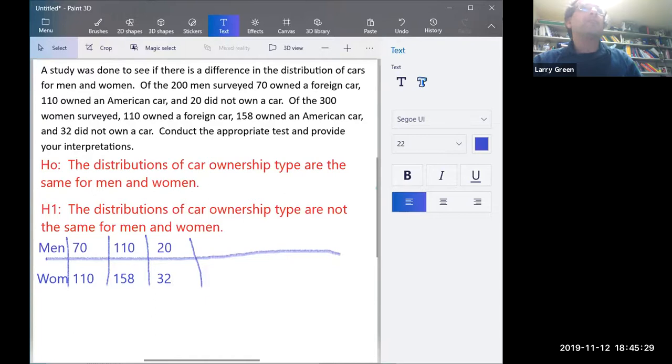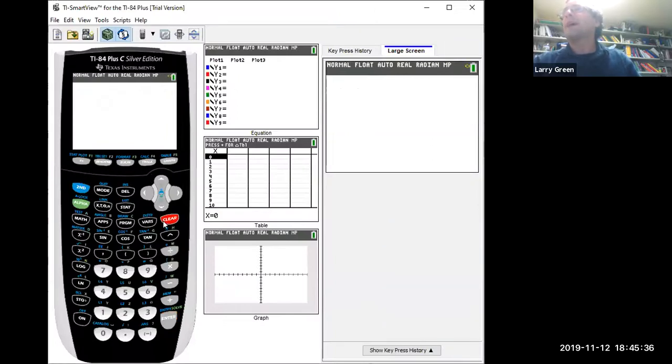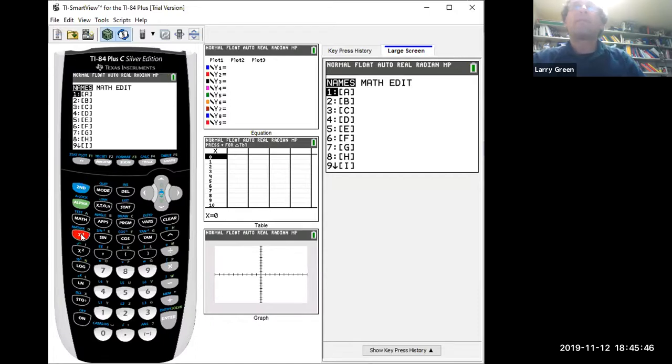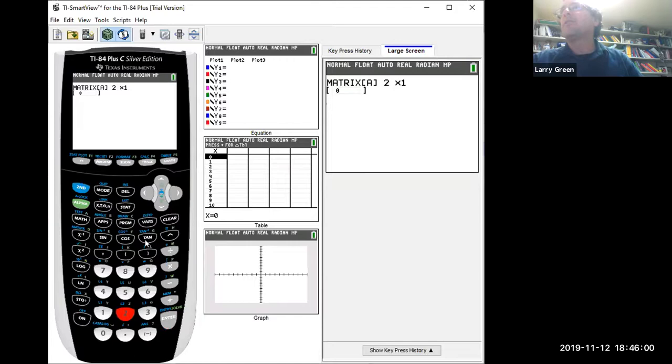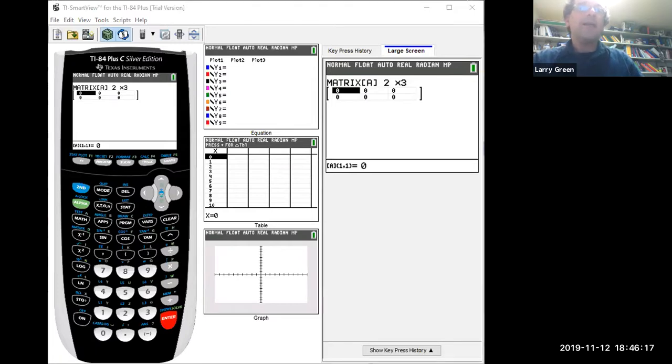So let me share my desktop to my calculator now. So I can clear out what I had. Now we're going to do something that we haven't done in this class, and that is we're going to go to second matrix. Then I'm going to go to edit and hit enter. Our matrix, if you remember, had 2 rows. So I put a 2 there, and it had 3 columns. Any questions so far?